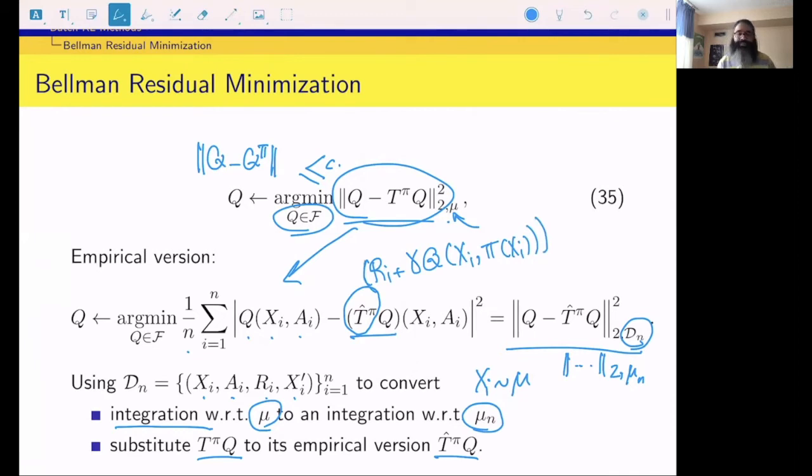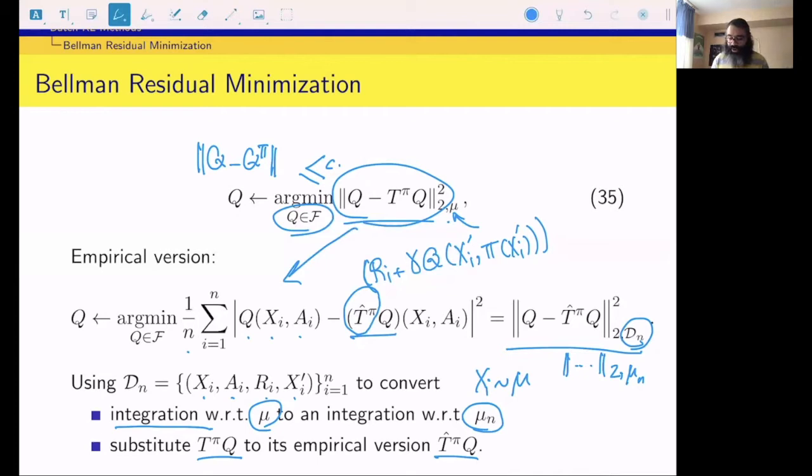So I made a mistake. What is the mistake here? Okay, yes, exactly. So it should be xi prime because it's at the next state. So that's right. So that would be it. So that would be our objective.